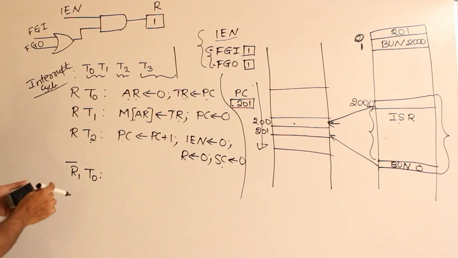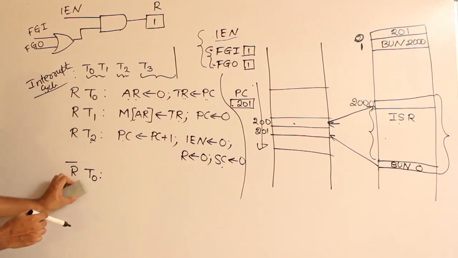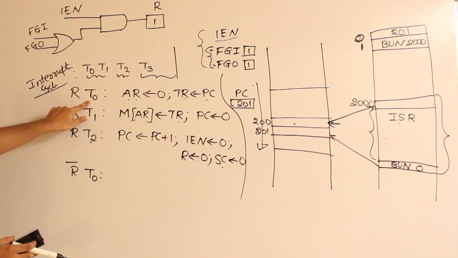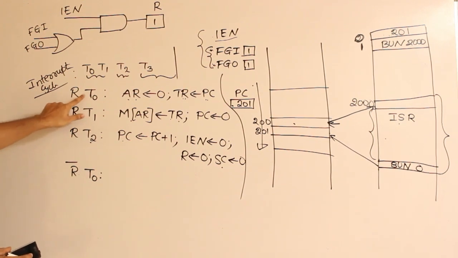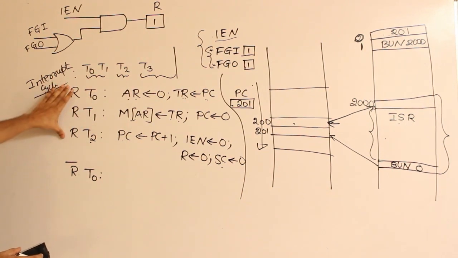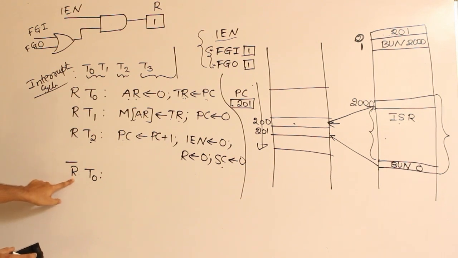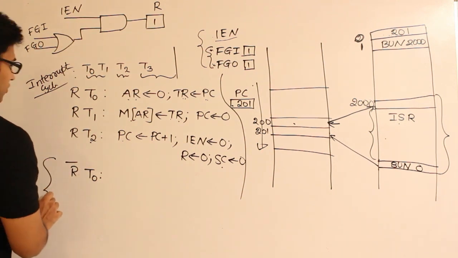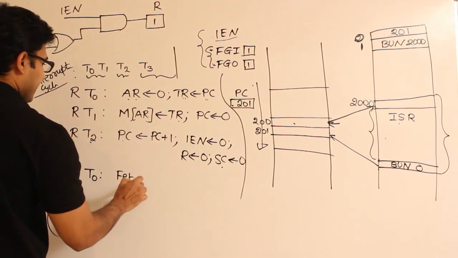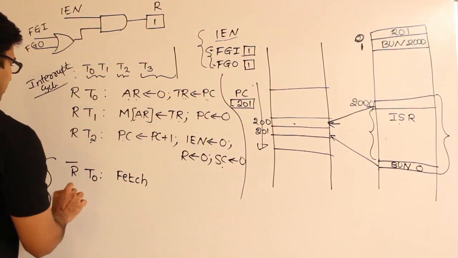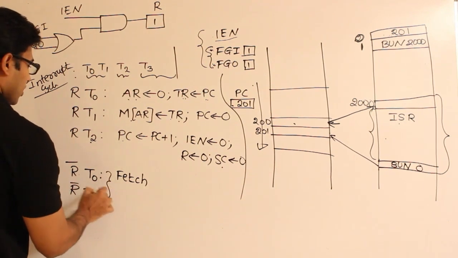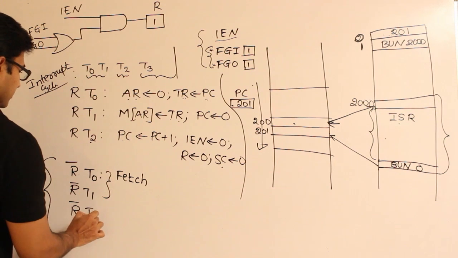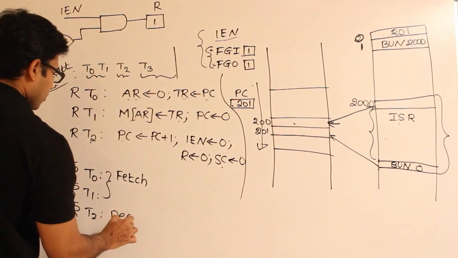So whenever there is R prime T0, now try to understand this one. Whenever R T0 is true, it means that there is an interrupt and you are starting after an instruction execution. Therefore you have to start with the interrupt cycle. In case R is 0 and it is T0, it means that it is not an interrupt. You are supposed to start with the normal fetching of the instruction. So in this case R prime T0 and R prime T1 are fetch, and R prime T2 is decode.